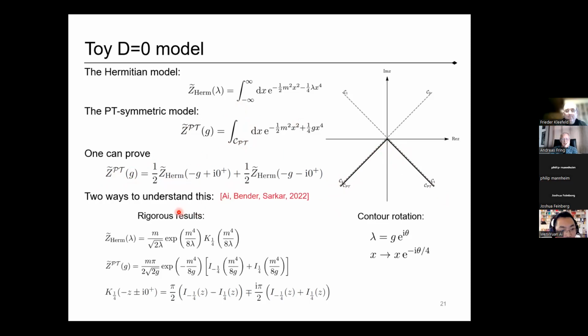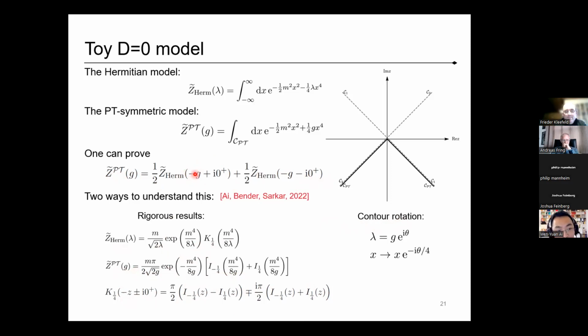Okay, there are two ways to understand this. The first one, of course, these are one-dimensional integrals, and we know exact results. So we can simply use the exact results. The Hermitian partition function can be expressed as the modified Bessel functions K, and the PT-symmetric partition function is expressed in terms of the modified Bessel functions I, and there's a relation between I and K. So you use these relations and can prove this relation. And there is also a more intuitive picture for this relation.